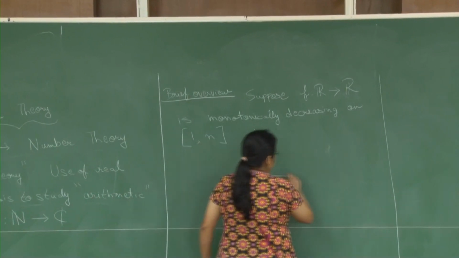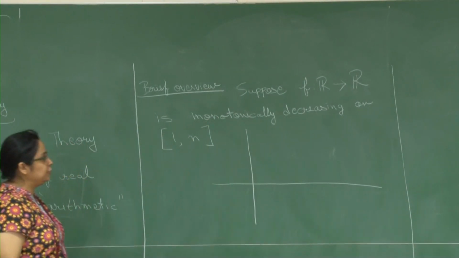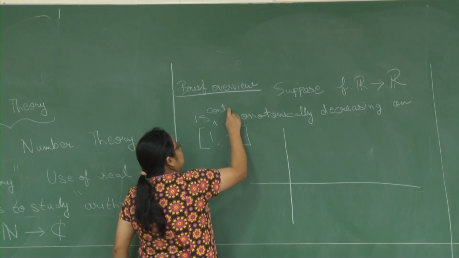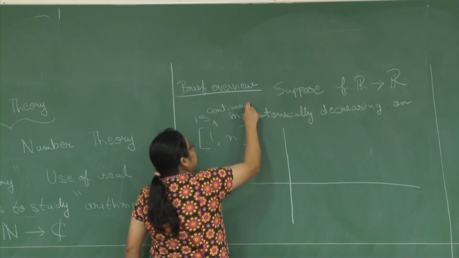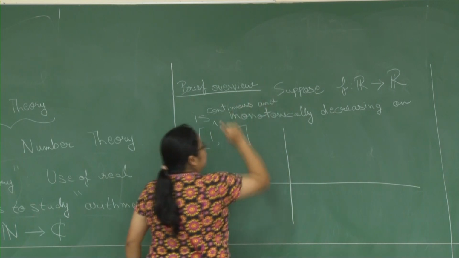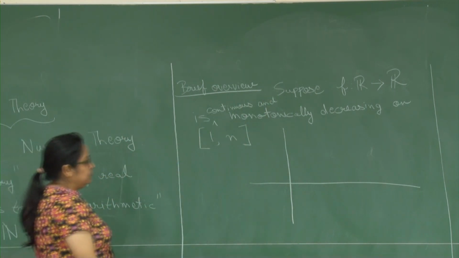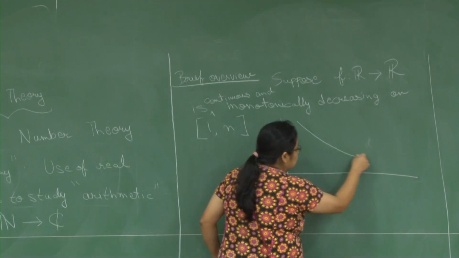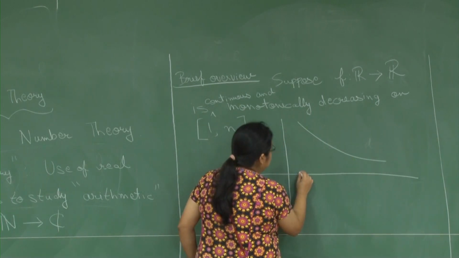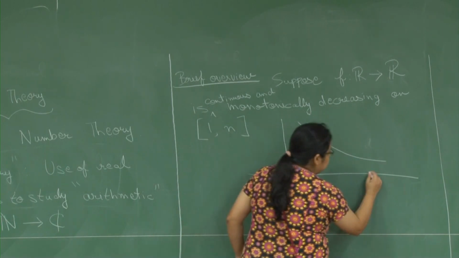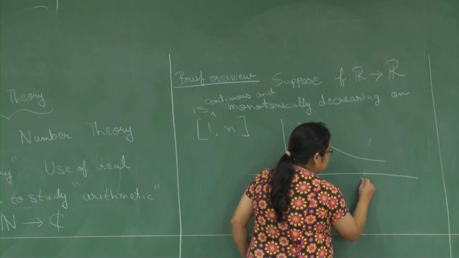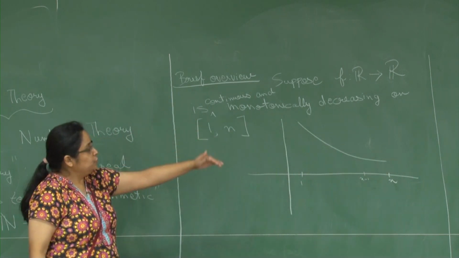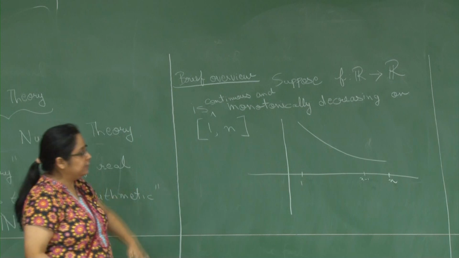So, here is the situation. You have some nice real valued function. Let us also assume that it is continuous. Okay. Because of these conditions, it is very easy for you to draw a graph of such a function, let us say at least in the interval 1 to n, you know that the graph is monotonically decreasing.